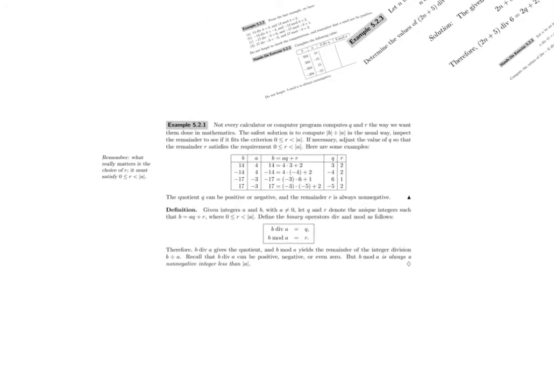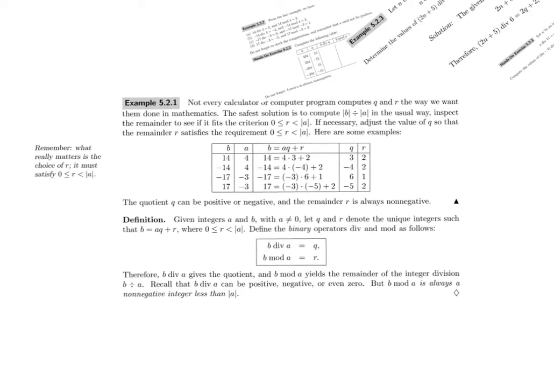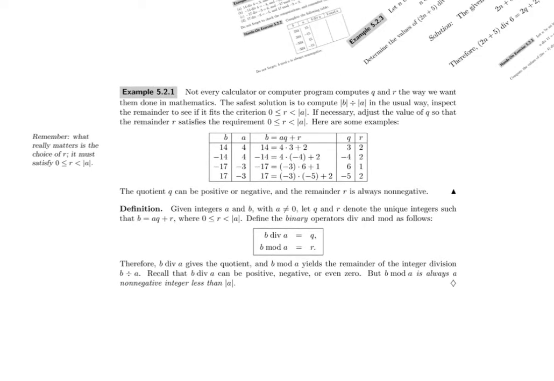We'll start by reviewing some of the things we talked about in class. The summary of how the division algorithm works is that you really need to make sure to focus on the r. The remainder has to satisfy this inequality: 0 is less than or equal to r, which is less than the absolute value of a. And we say absolute value of a because sometimes we want to divide by a negative number.